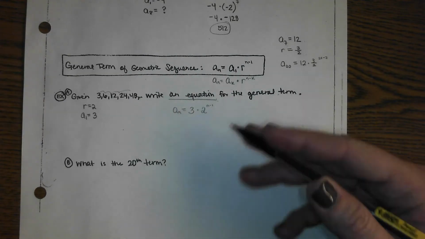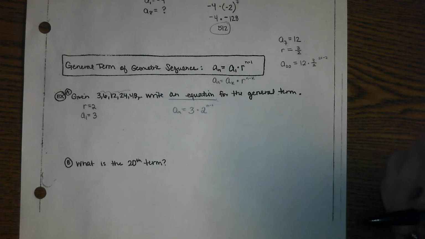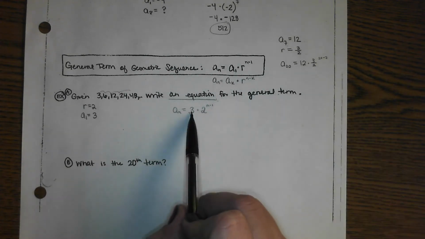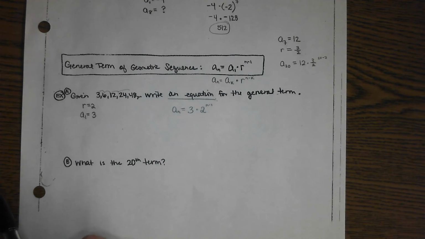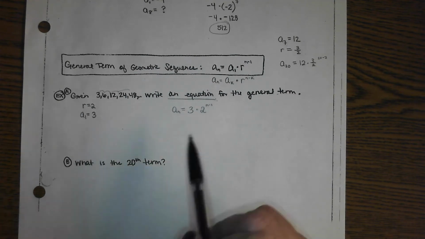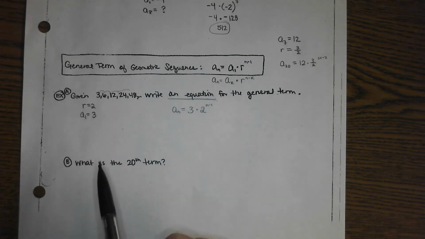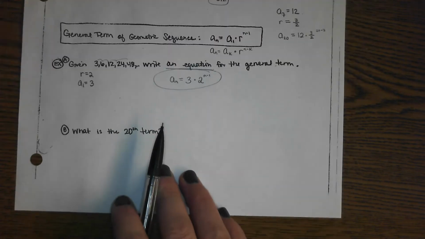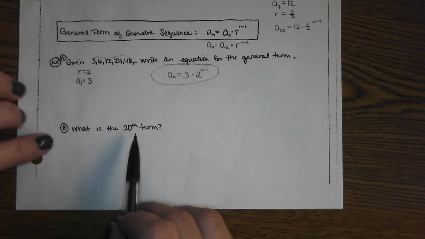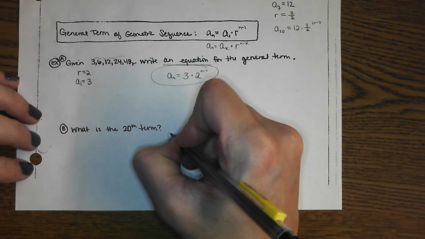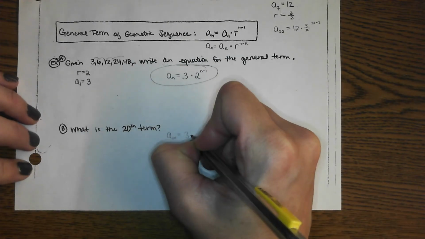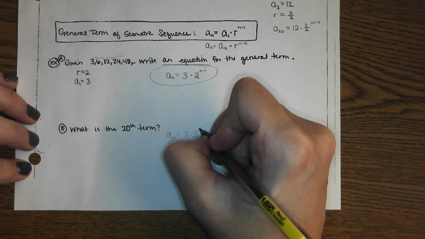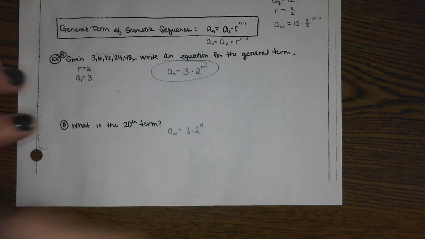Because we have the first term here, you might as well use it in the first term case. And we definitely don't multiply those and make it 6, correct? Because multiplication would never come before exponents in PEMDAS. So there's a general equation. And now we like general equations as opposed to recursive because we can jump right to the 20th term. So a sub 20 equals 3 times 2 to the 19th power, 20 minus 1, and then I would say calculator for that. Might be humongous.